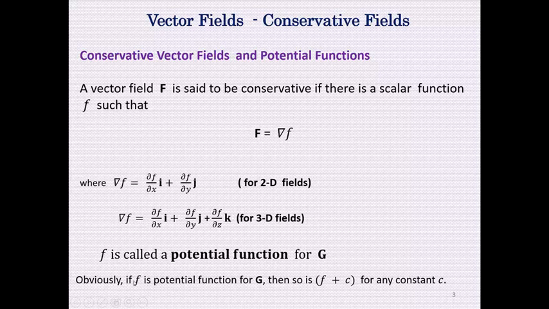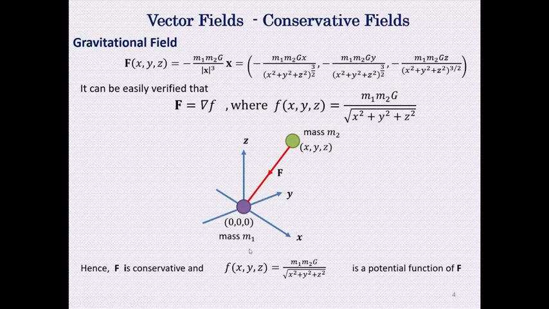A quick remark, an obvious one. If little f is a potential function for F, then little f plus any constant c is also a potential function. This is obvious because when you differentiate c with respect to any of the variables, you get 0. So potential functions are not unique. Conservative fields are not uncommon.